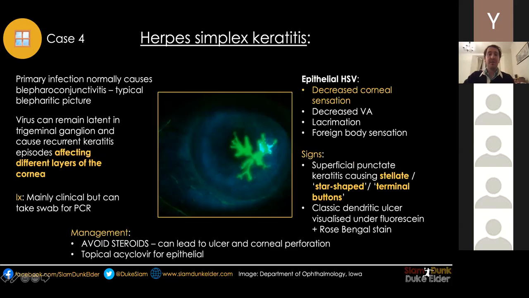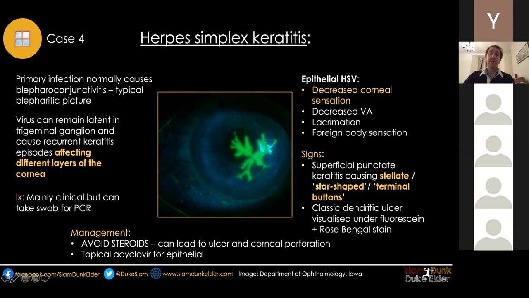And then this is your classic herpes simplex keratitis. The primary infection doesn't always cause this. That normally gives a blepharitic picture, but the virus remains latent in the trigeminal ganglion, and it can affect all the layers of the cornea. So you remember back to Yari's lecture, five layers of the cornea. This can affect different layers of them.